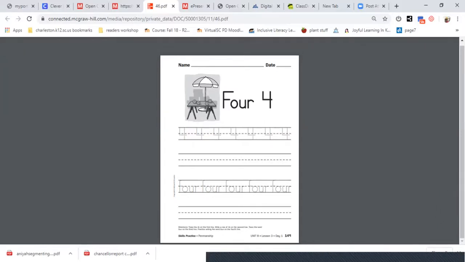And so that's our open court lesson for today. Once you get done with your page, you can take a picture of it. You can send it through your portfolio, or you can take a picture of it and send it in a Class Dojo text message, because you're able to do that now. You can send it that way.